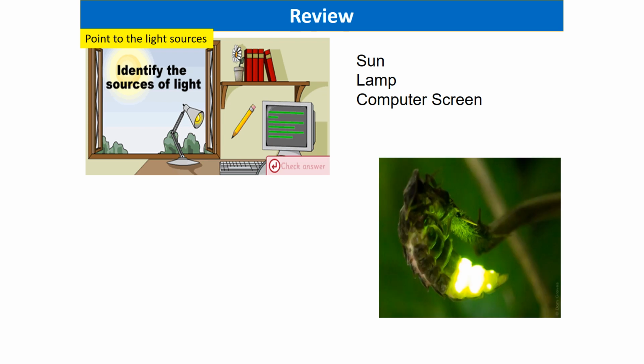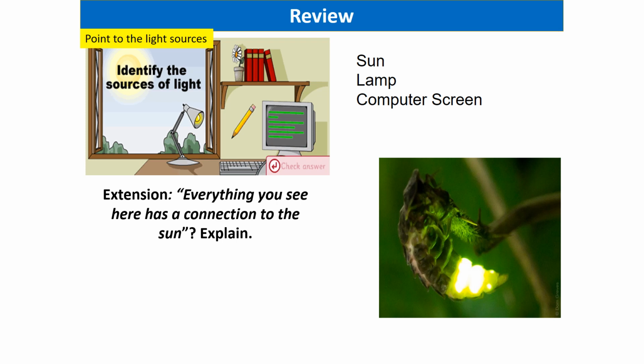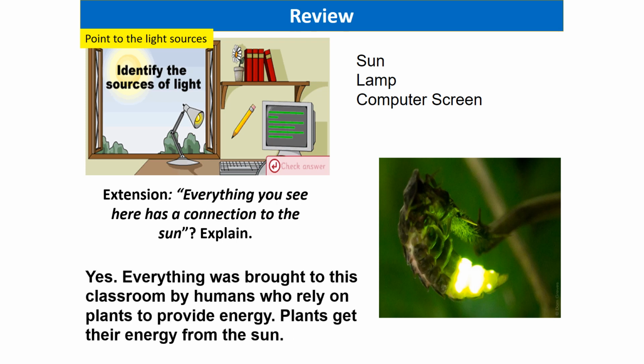Okay, the three parts that were sources of light were the sun, the lamp, and the computer screen. And then the extension, if you got it right, was true, because everything we did see there has a connection to the sun. The reason being, everything is brought into this classroom by humans who rely on plants to provide energy, and plants get their energy from the sun.